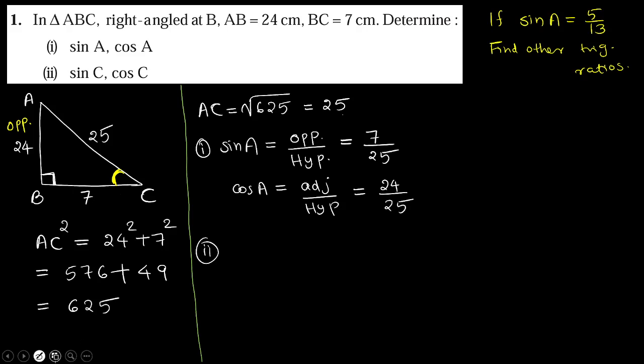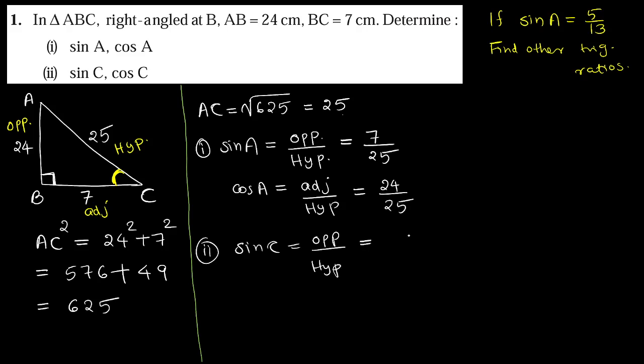Okay. With respect to C, the opposite side is that one. This is said to be adjacent. This is hypotenuse. Sin C is equal to opposite by hypotenuse.